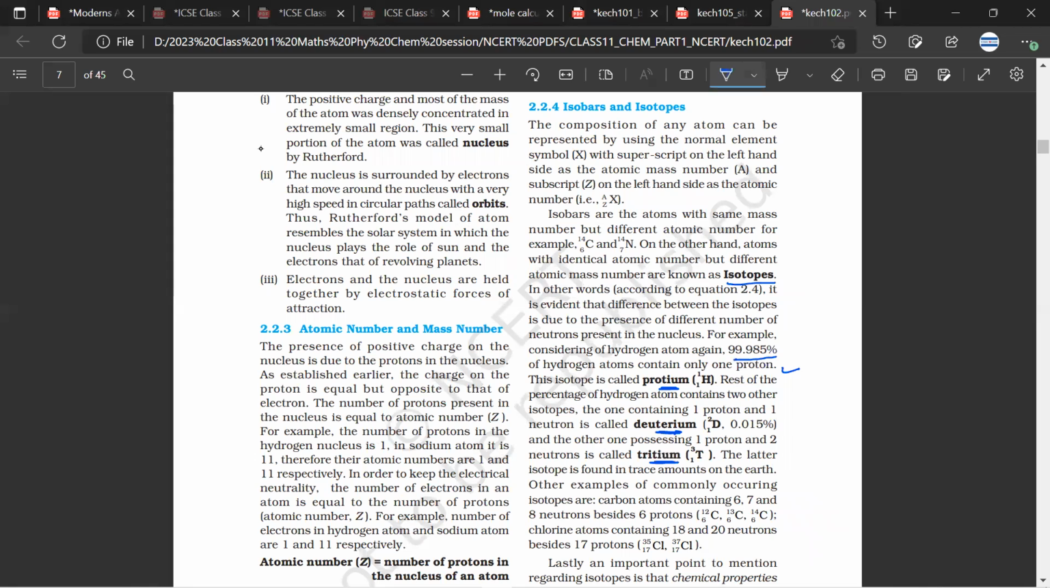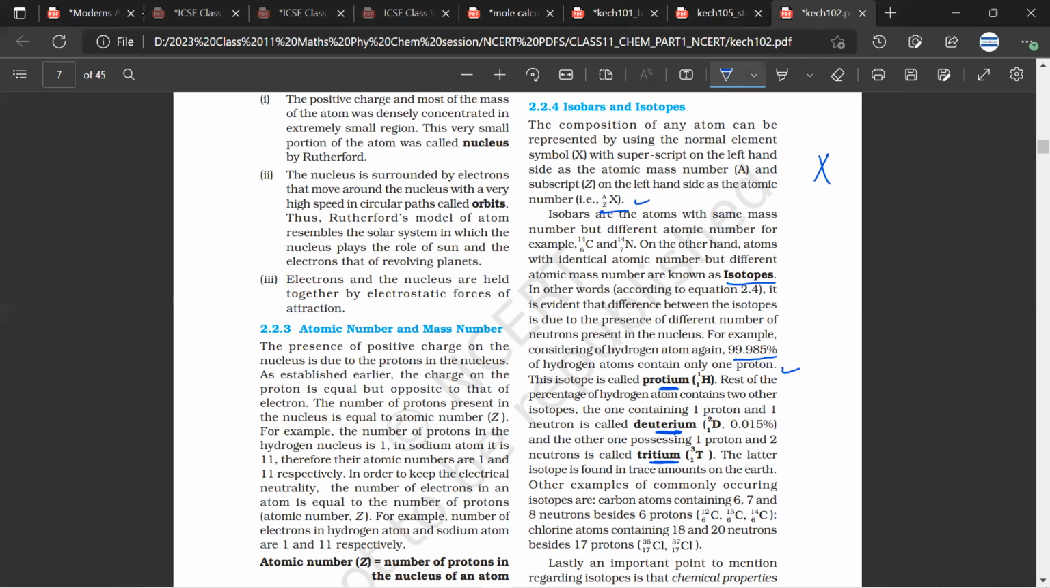So hydrogen has three isotopes. You can write these down. First would be protium, second would be deuterium, and the third would be tritium. Can you note these down?